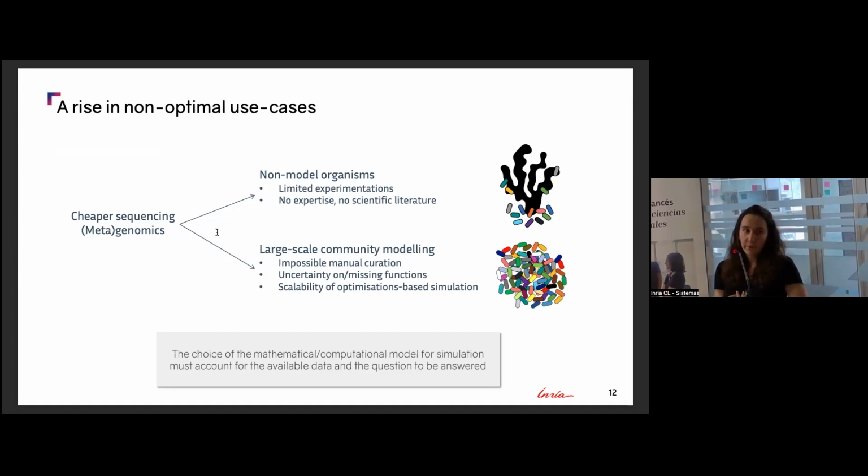And then we are also working at larger scales than what we used to do. So manually curating, enhancing the models, the network is getting complicated when you have hundreds of networks to work with. There are some functions that are entirely missing, or for which there is uncertainty. And then there is the matter of scalability. So choosing the mathematical or computational model for the simulations is really important, depending on these constraints and on the biological questions that we address.